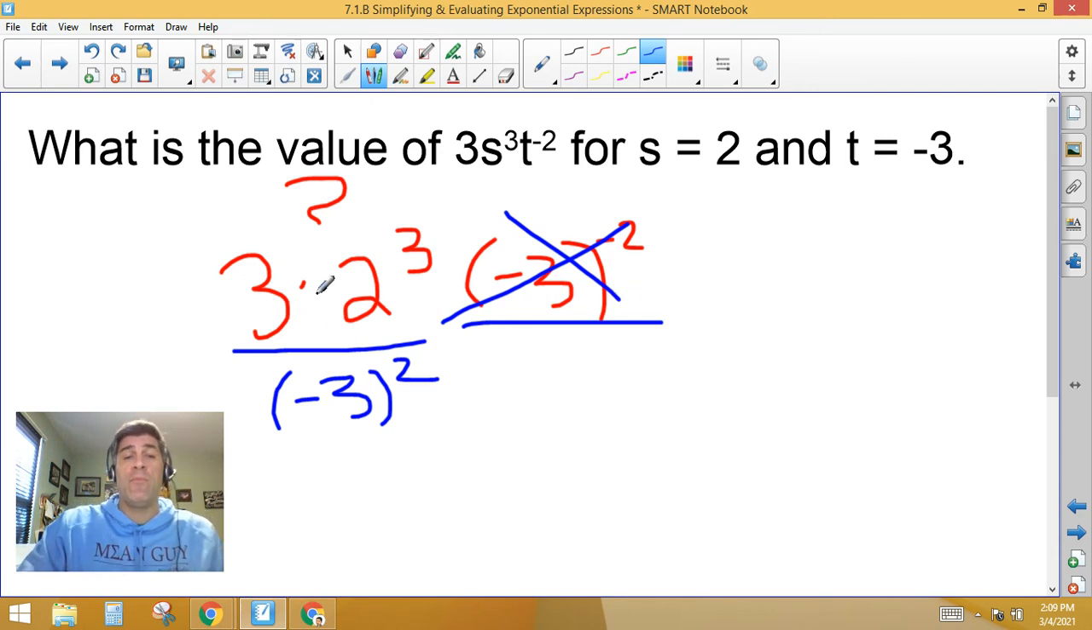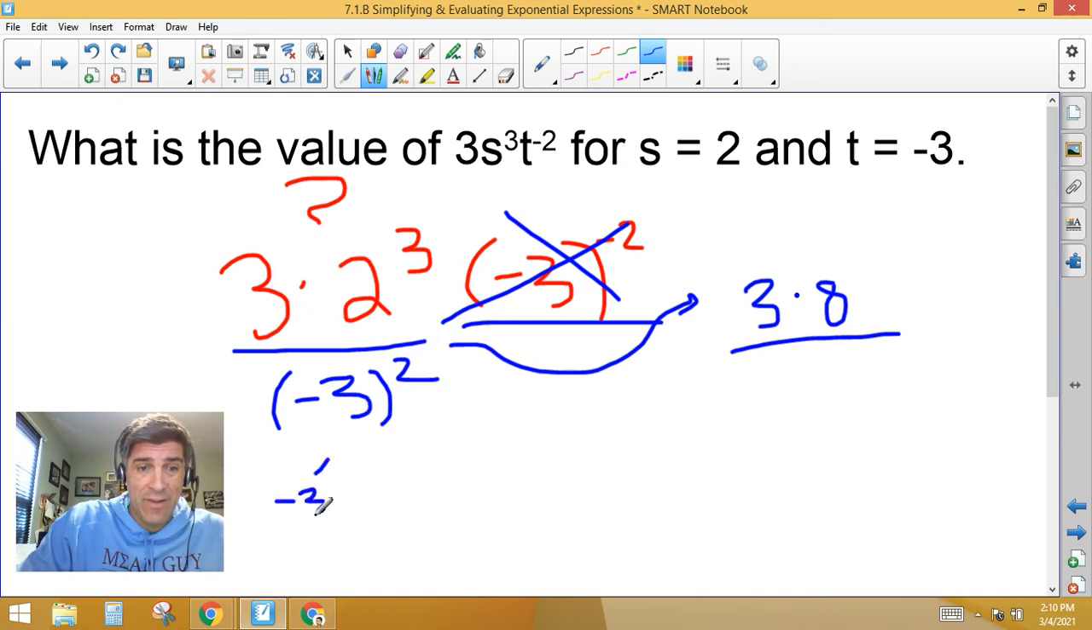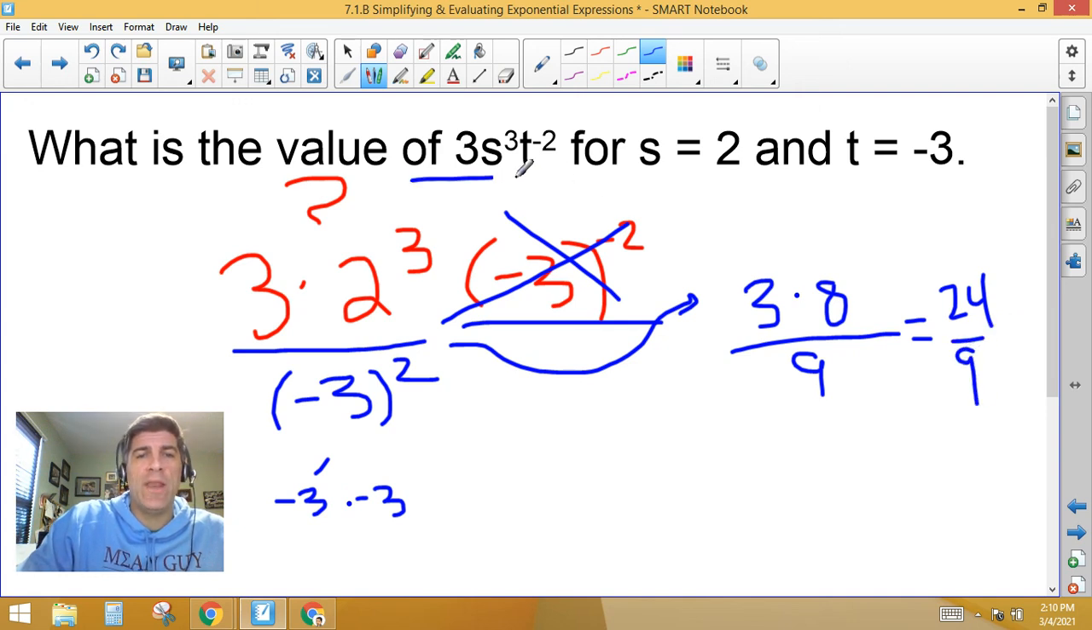So now my problem becomes 3 times 2 cubed all over negative 3 squared. I'm just going to draw an arrow around that little mix up. This becomes 3 times, well, 2 times 2 times 2 is 8. We did that last lesson. And negative 3 squared means negative 3 times negative 3, which is 9. This just becomes 24 ninths. We evaluated that. We got an answer. Notice there's no exponents in my answer.